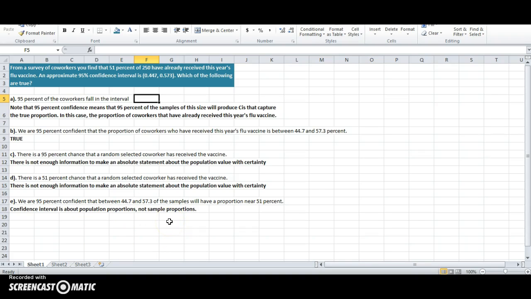And what does that mean? Why? Well, because we are already given the sample proportion up here. Our sample proportion is 51 out of 250. We're trying to figure out with a 95% confidence interval to make an inference of the population itself. So it's a key distinction when doing the work for this question.